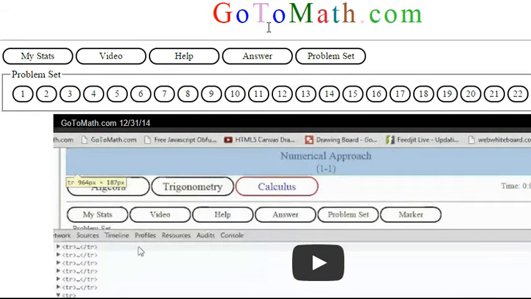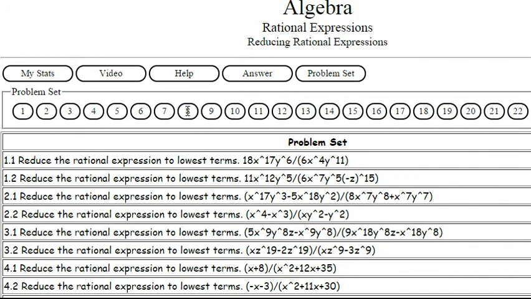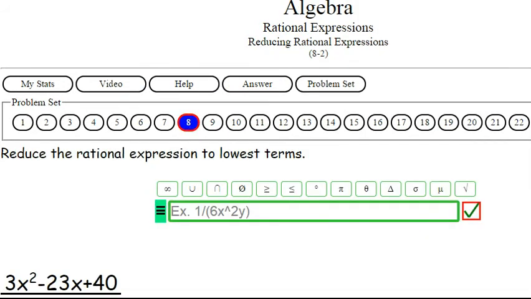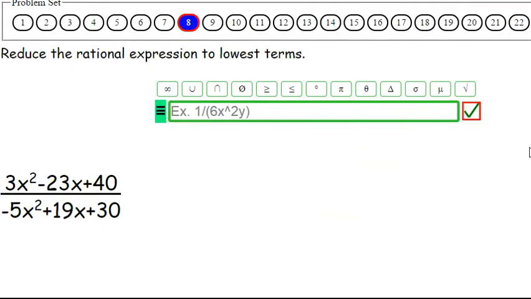Click on the algebra. Let's go down to some reducing rational expressions, and we're looking at 8.2. Working our way right on through. Hey, that kind of rhymes. Alright, so we got 3x squared minus 23x plus 40 over negative 5x squared plus 19x plus 30.